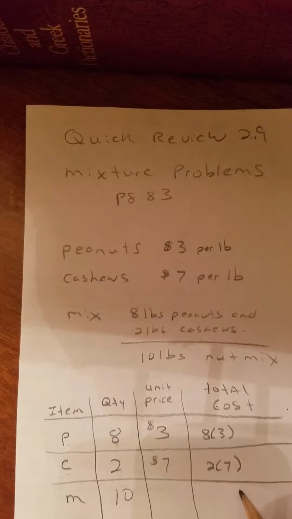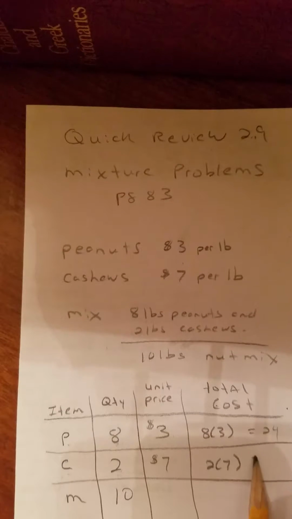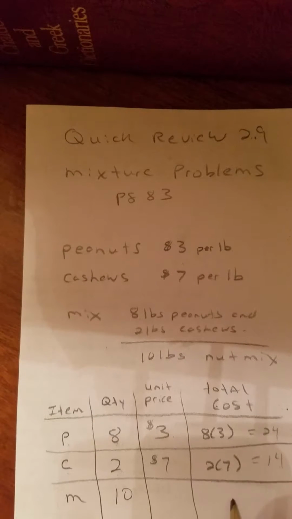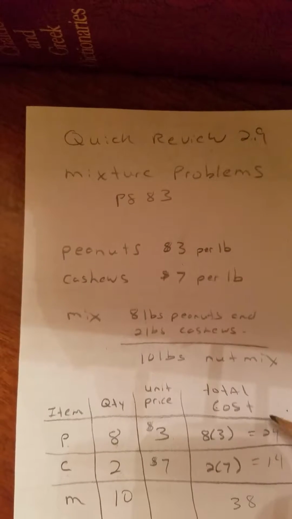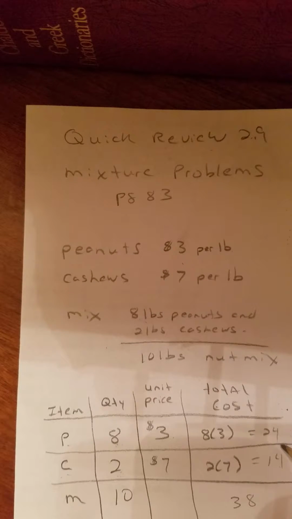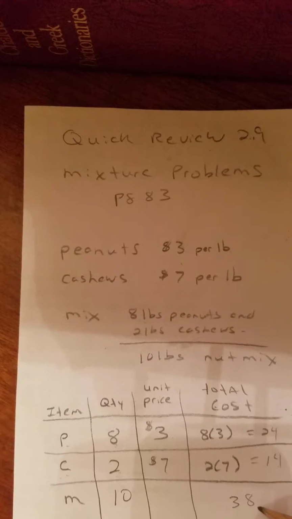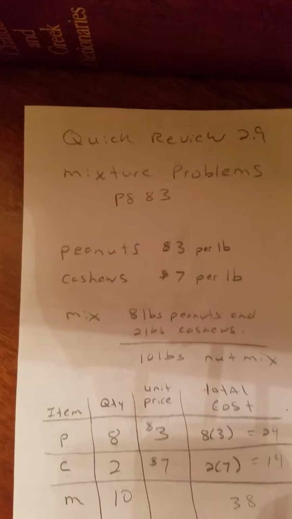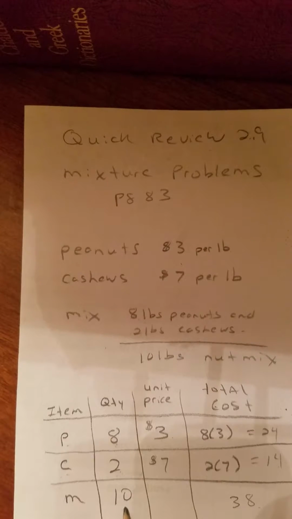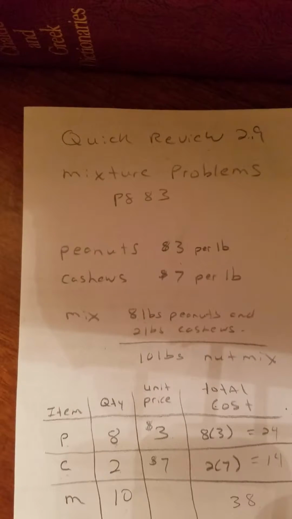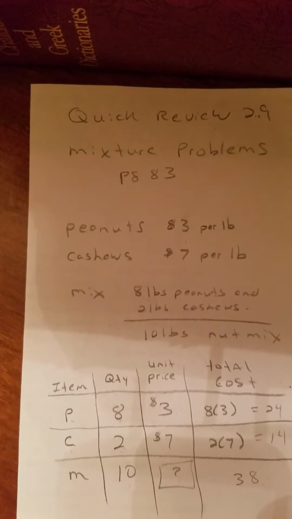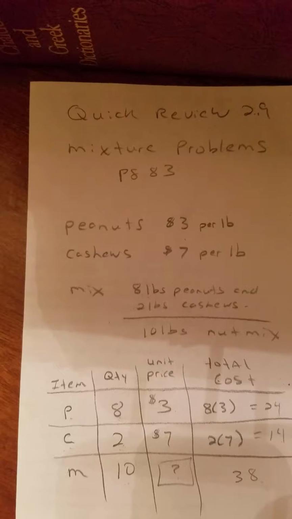And so we could figure out the total here. If we wanted, we could go ahead and make this 24, make this 14. And this is going to give me 38. That's one way. So now we know that the total cost for these is 38, but I wanted 10 pounds. If I want to know how much it is per pound, then this is the unknown. How much is it per pound? That's the unknown that we have.